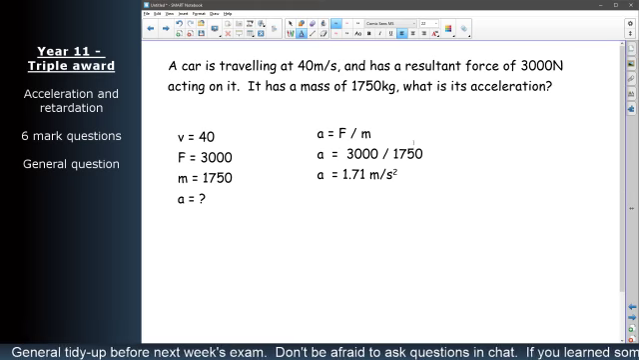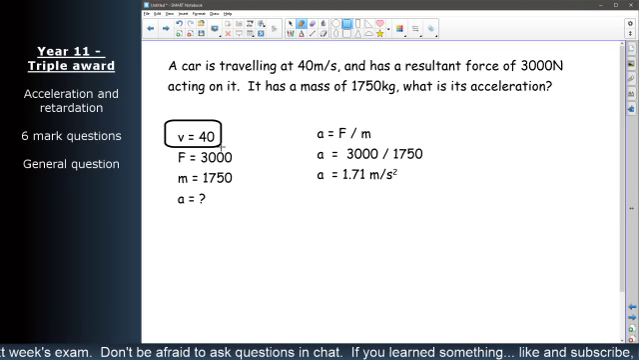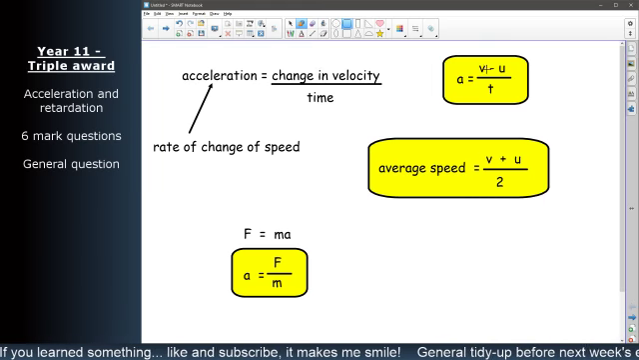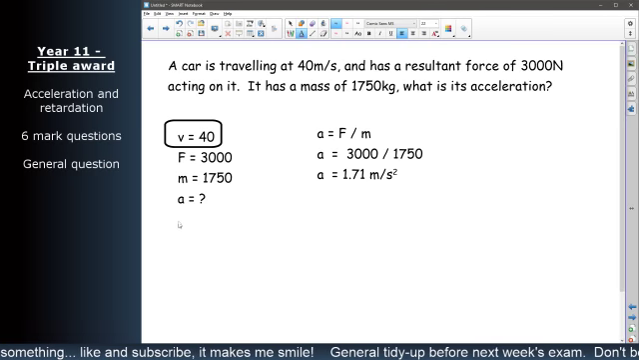That's just a general exam technique thing: formula, working, answer, unit, up to 4 marks. And the 40 here was a red herring. It wasn't needed at this stage. It may be needed in the next part of the question, because I could ask what was its speed 0.4 seconds ago, and then I would have V, I would have A, I would have T, and then I could use A equals V minus U over T to find U. Let's just do that question for the sake of running it through.